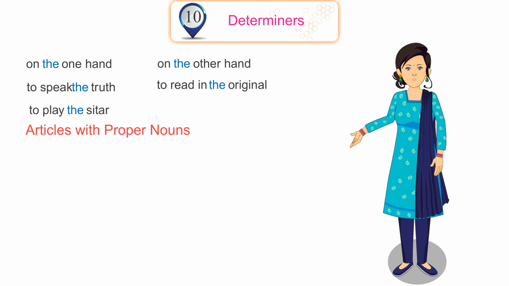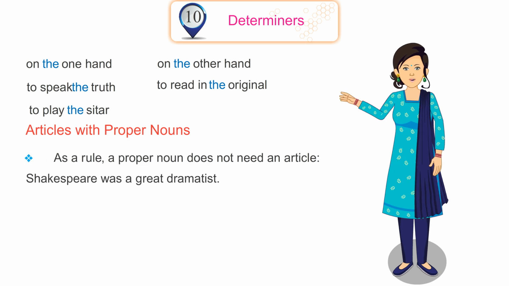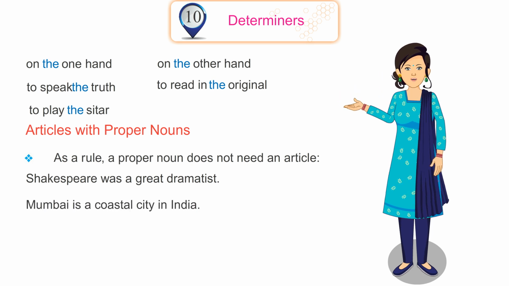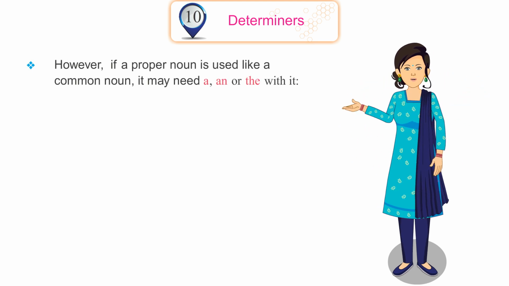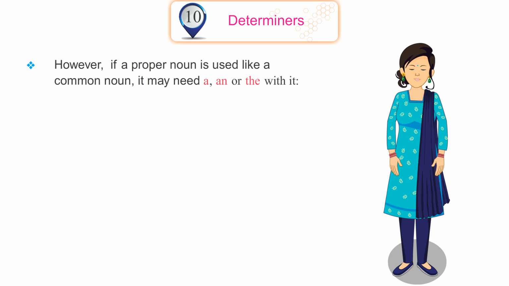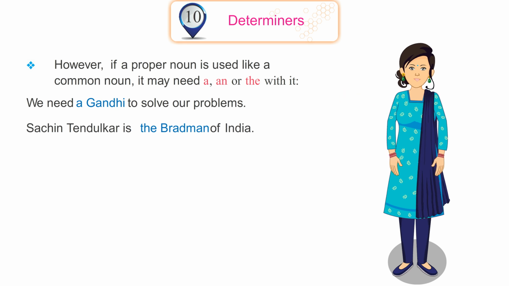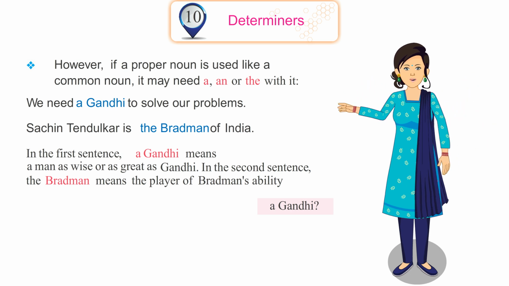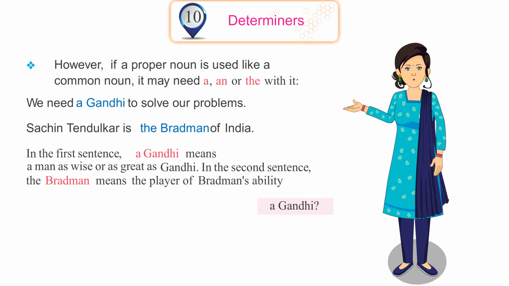Articles with proper nouns. As a rule, a proper noun does not need an article. Shakespeare was a great dramatist. Mumbai is a coastal city in India. However, if a proper noun is used like a common noun, it may need a, an, or the with it. We need a Gandhi to solve our problems. Sachin Tendulkar is a Bradman of India. In the first sentence, a Gandhi means a man as wise or as great as Gandhi. In the second sentence, the Bradman means the player of Bradman's ability.